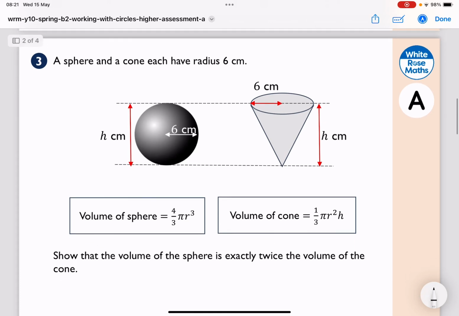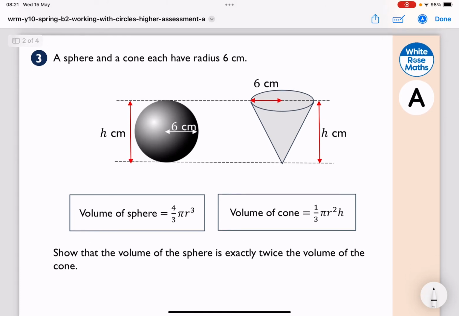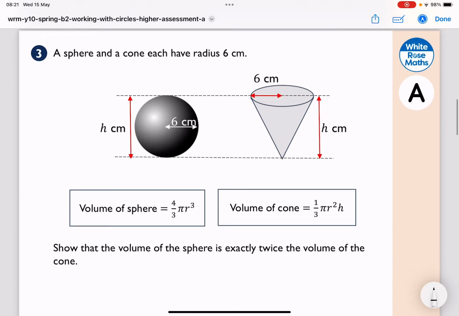Great. Okay, question 3. A sphere and a cone each have a radius 6 centimeters. The volume of the sphere is 4/3 pi r cubed. Volume of the cone is 1/3 pi r squared h. Show that the volume of the sphere is exactly twice the volume of the cone.